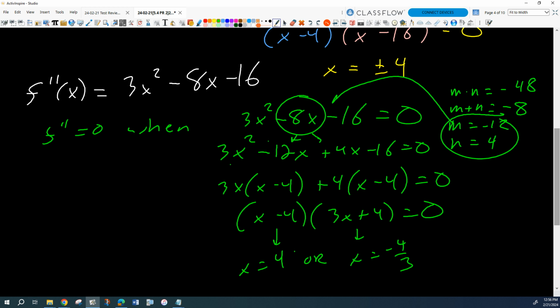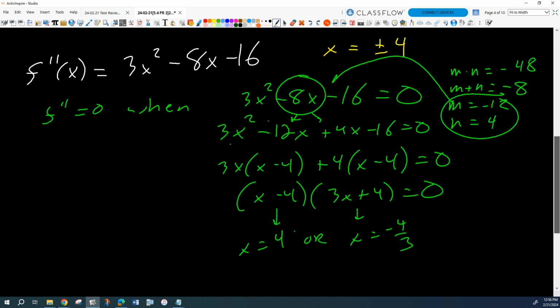Okay. So do you see the strategy? The strategy is you can split that middle term up into 2. Now you have 4 terms instead of 3, and you can factor by grouping. Okay. And it's guaranteed to work. If you find the magic numbers, it has to work to group it. Okay. So there are our second derivative zeros.